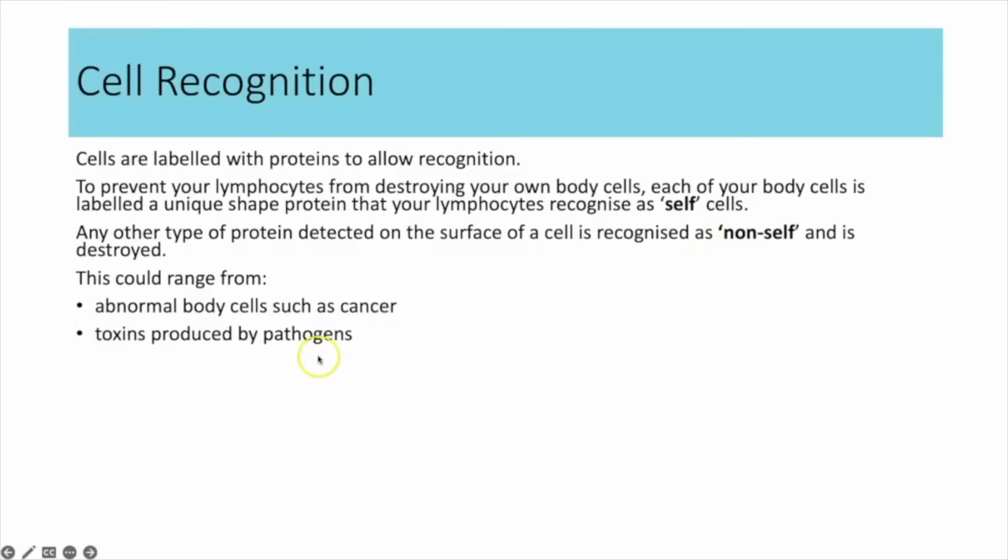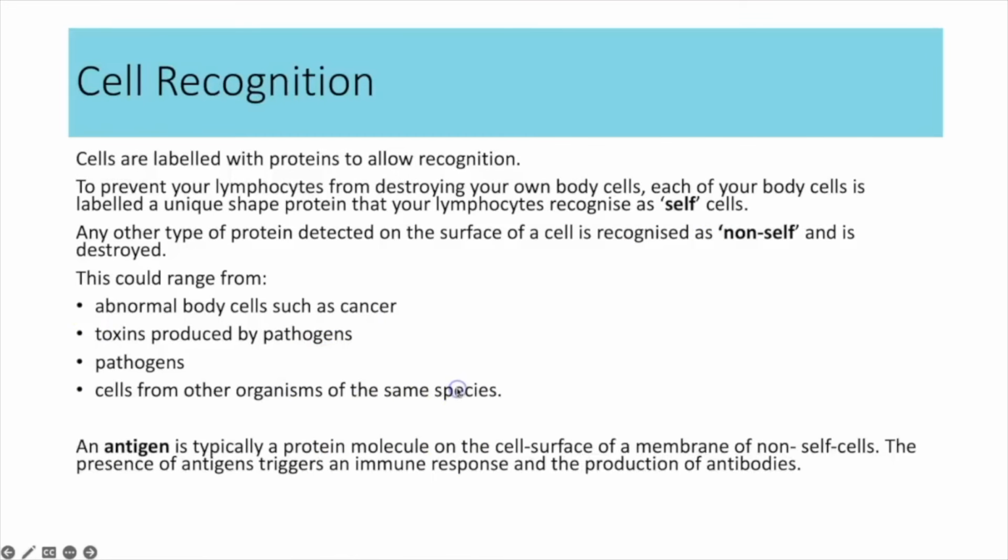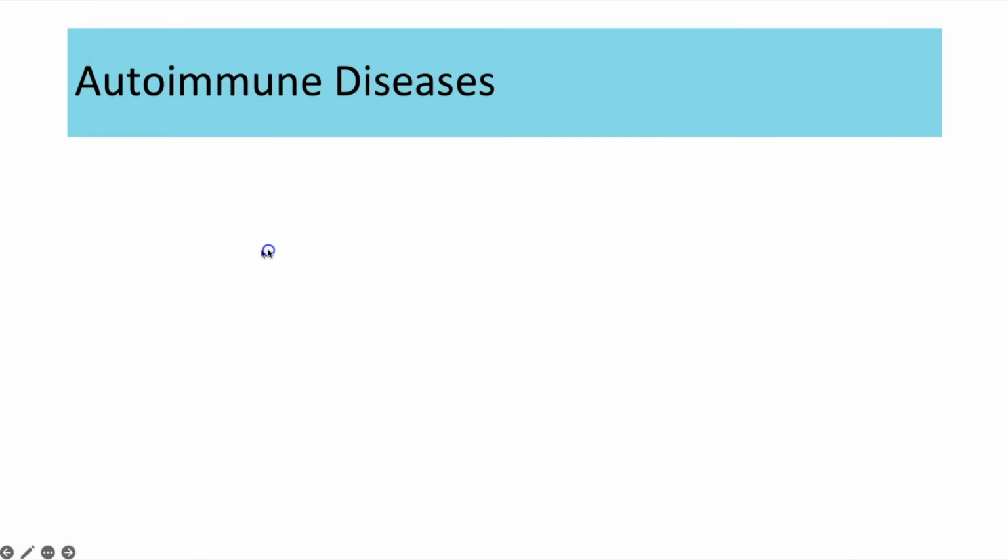It could be toxins produced by pathogens. It could be pathogens themselves, cells from other organisms, so a transplant. And an antigen is typically a protein molecule on the cell surface membrane of non-self cells. The presence of that antigen is what triggers the immune response and the production of antibodies.